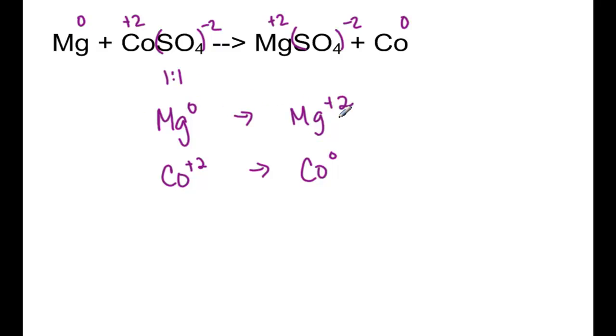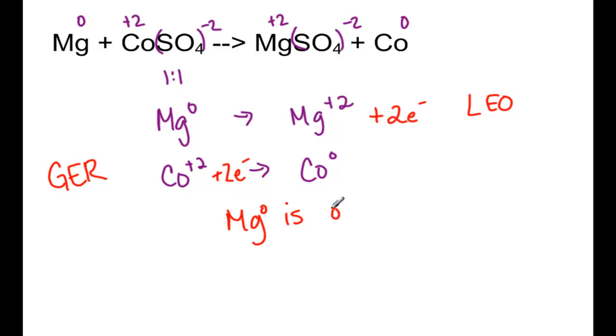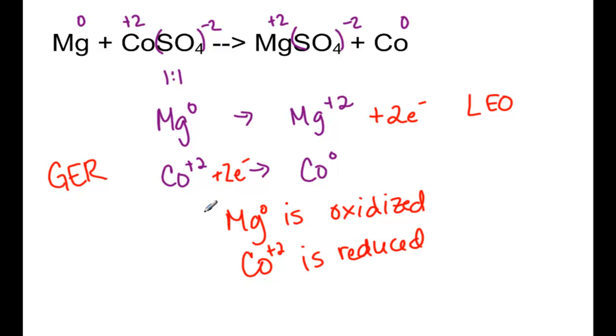So in this case, for our magnesium, we have magnesium 0 here, magnesium plus 2 here. So that means that the 2 electrons must be on the product side. So this is a loss of electrons. This is oxidation. So for cobalt, we have cobalt 0 here. So our 2 electrons must go in as a reactant. So we have gained electrons. So this is reduction. So magnesium is oxidized, while cobalt plus 2 is reduced.